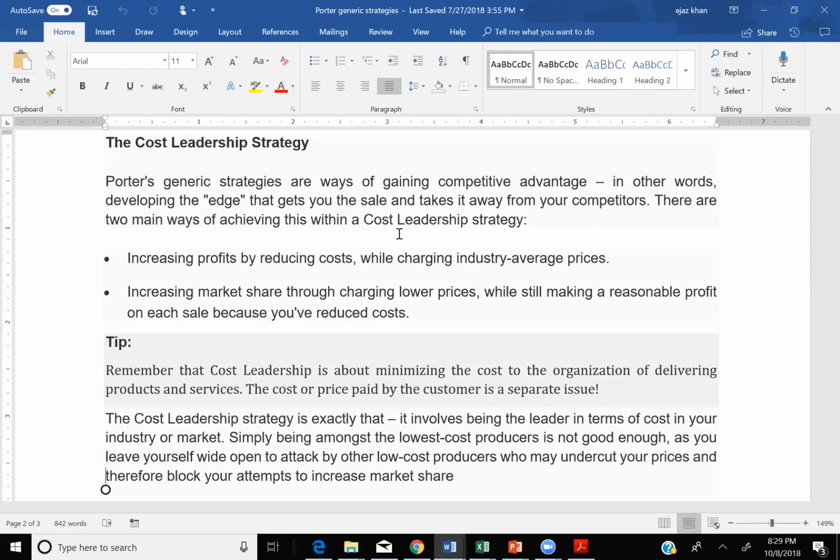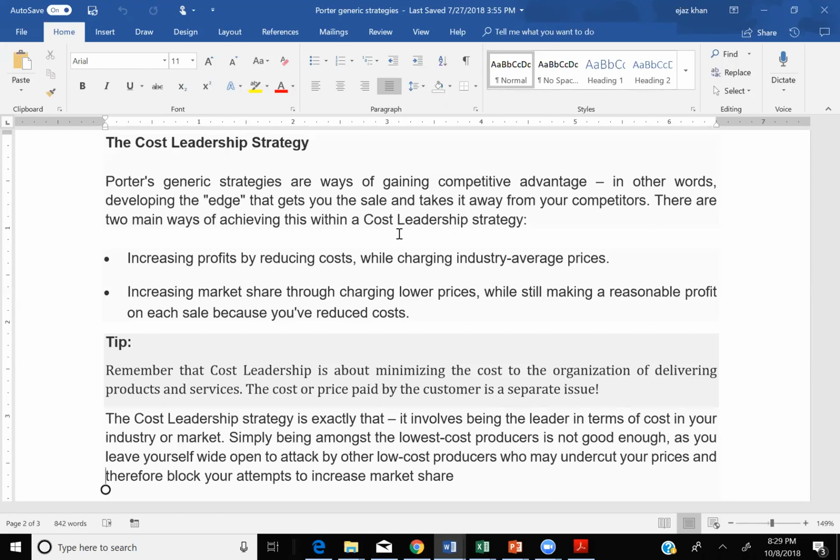But in order to have a successful cost leadership strategy, a company needs to follow this strategy throughout its entire organization. Its inbound logistics should be cost effective. Its operations should be cost effective. Its outbound logistics should be cost effective. Its marketing strategies should be cost effective. Its after sales services should be cost effective. And all the support services should be cost effective.